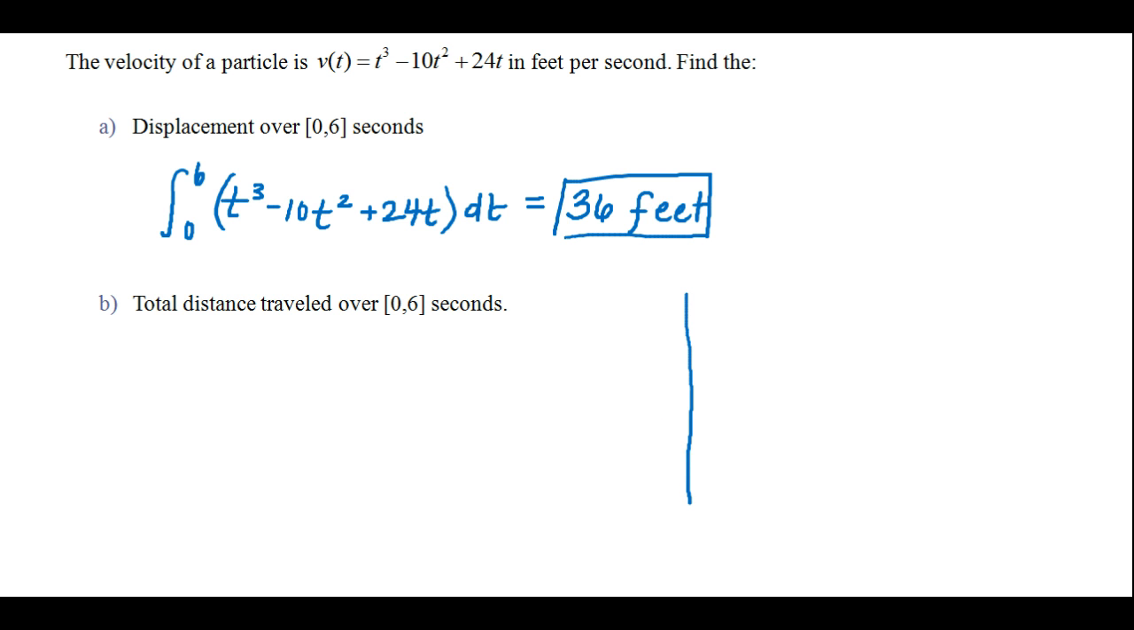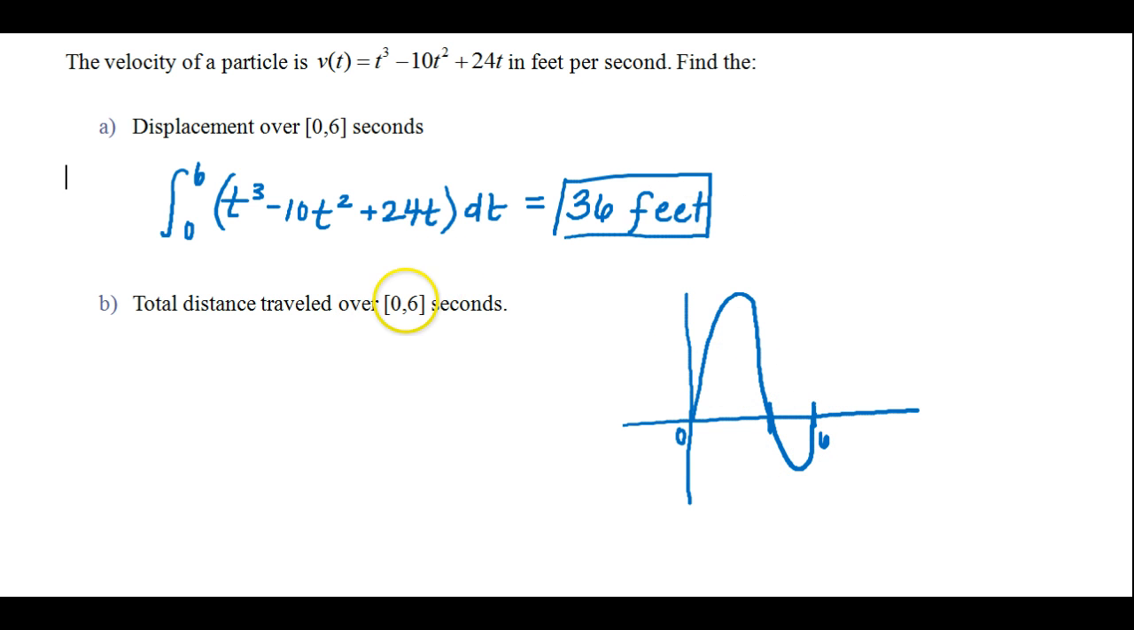A rough sketch of the graph in the region we're concerned with, between 0 and 6, is going to look something like this. So this is 6 here, and this point here we're going to find, so I'm going to leave it blank, and this one here is 0. We're interested in finding the total distance traveled. We just found displacement. What we found is all of this area up here, which is positive. We subtracted from it this area down here to get the total displacement.